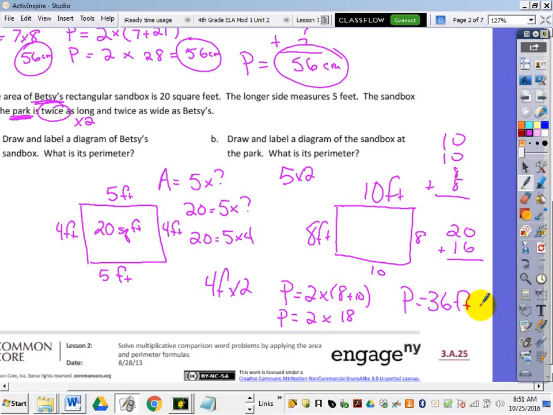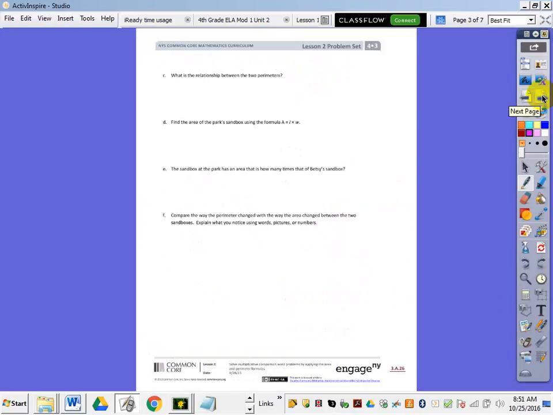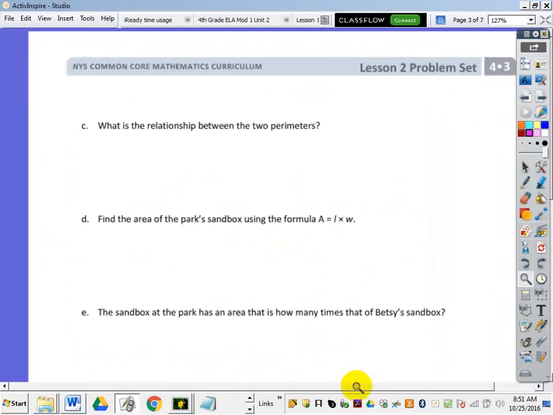Okay, good. What's next? Is it the exit ticket? Is it homework next? No. Okay, so can we stop that part? Whoa, we got more Betsy problem. Another Betsy problem?